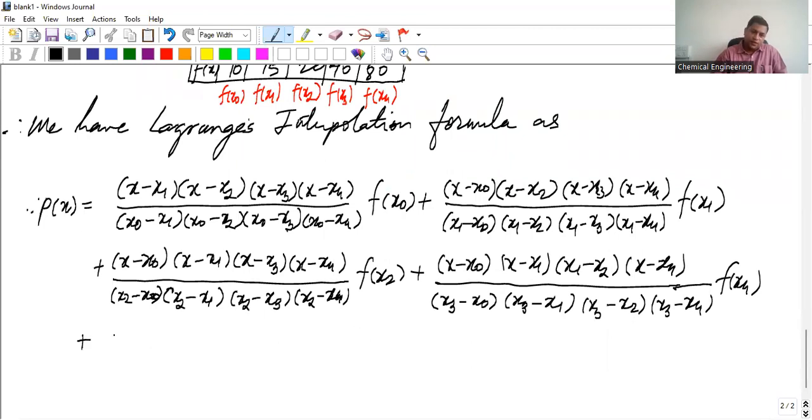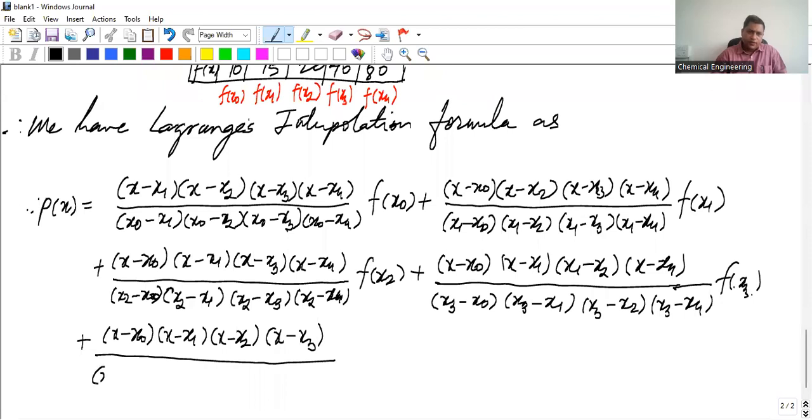Now, the last term we have here: x minus x0, x minus x1, x minus x2, x minus x3, and here we have x4 minus x0, x4 minus x1, x4 minus x2, x4 minus x3. Now we have f of x4. Good. Okay.